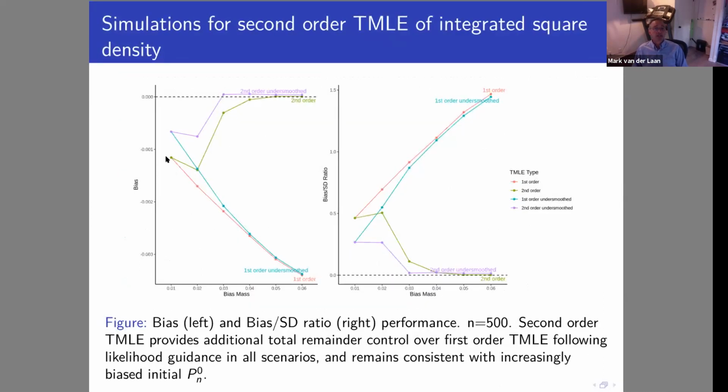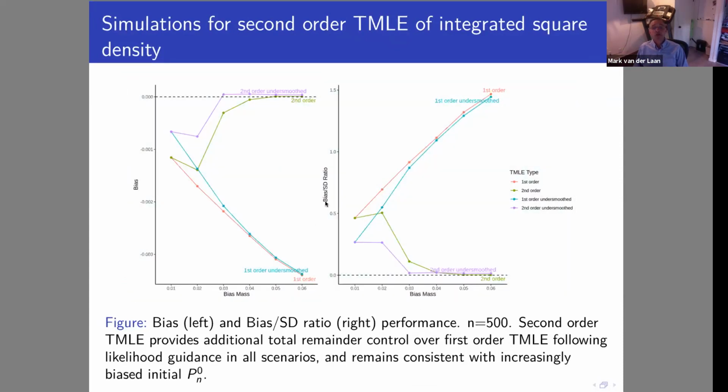Now here's simulations done for this integral of density squared, and where you see the bias. And here we increase the bias in our simulations. And you see here the second order TMLE and then the undersmoothed, because we undersmoothed the HAL-MLE. And you see that we get a small bias with the second order TMLE, while the first order TMLE gets worse and worse and worse.